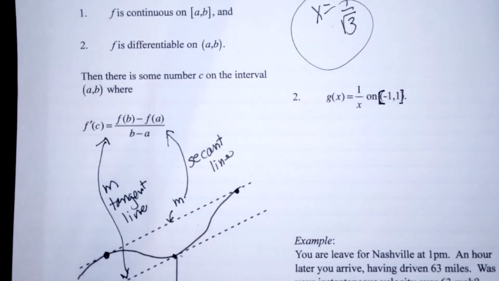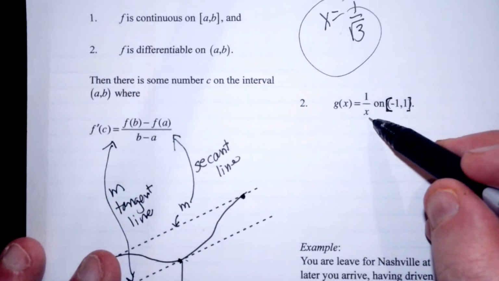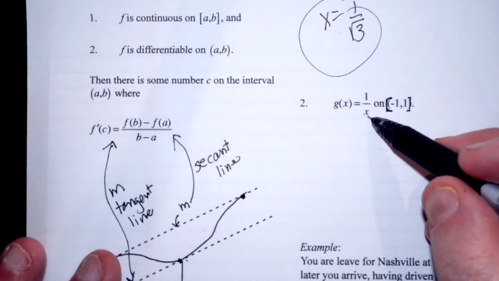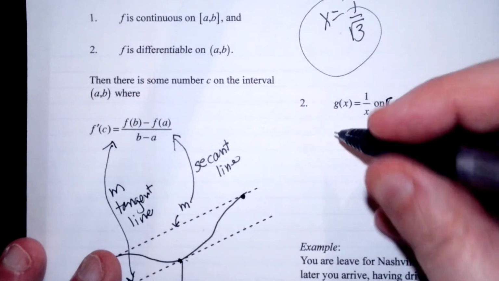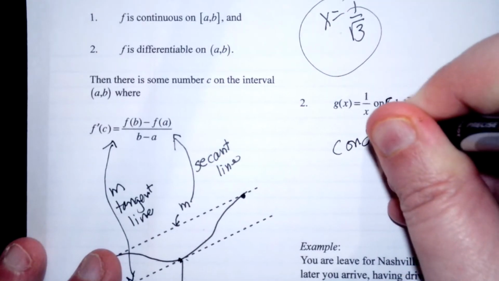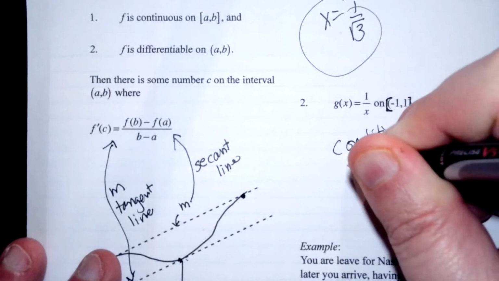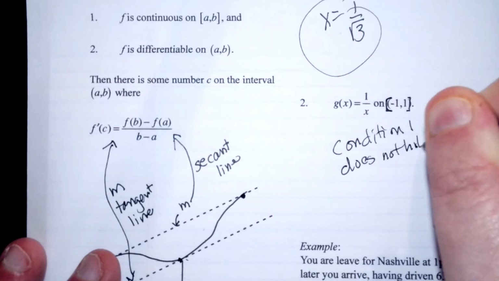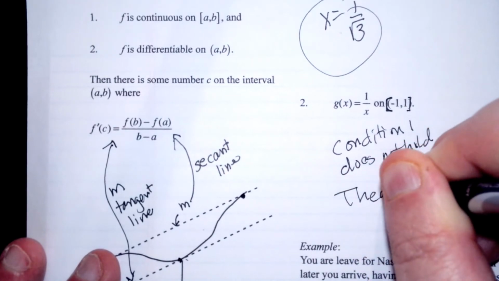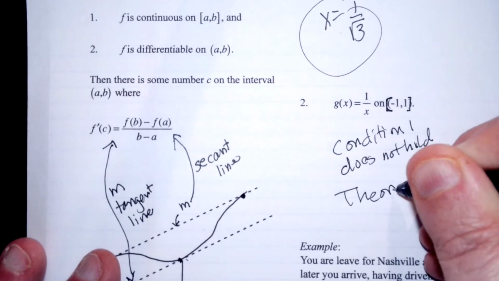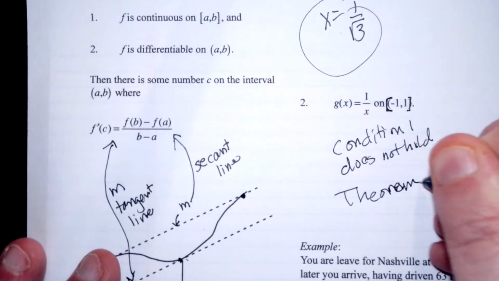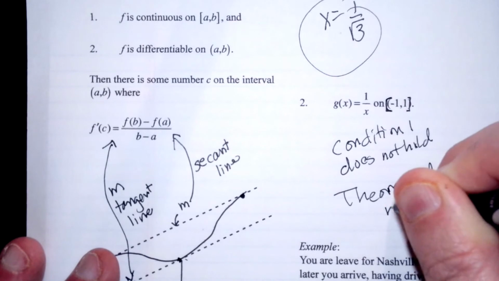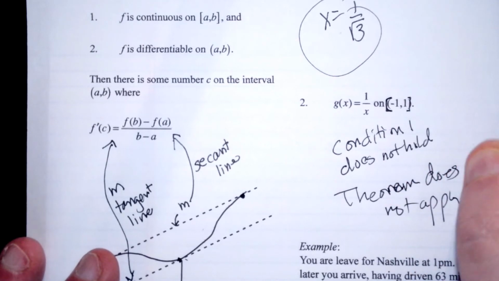Are the conditions of the mean value theorem met? No, they aren't. The function's not continuous at x equals 0. So condition 1 does not hold. Theorem does not apply.